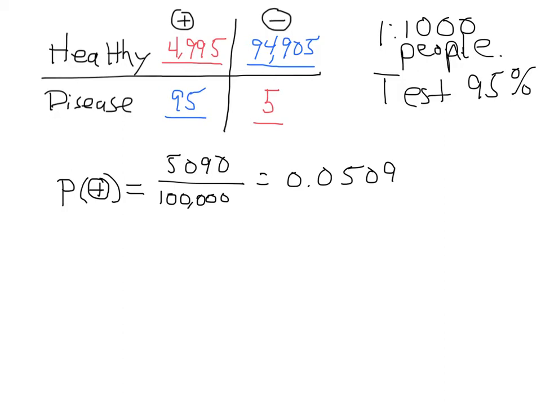And one thing you can notice here is that this is slightly more than 5%, right? We would expect it to be 5% from the healthy people, right? We would expect 5% of these people to test positive. We would expect 95% of the diseased people to also test positive. So the total probability of being positive we would expect to be a little higher than the 5%, which is the majority of our population.